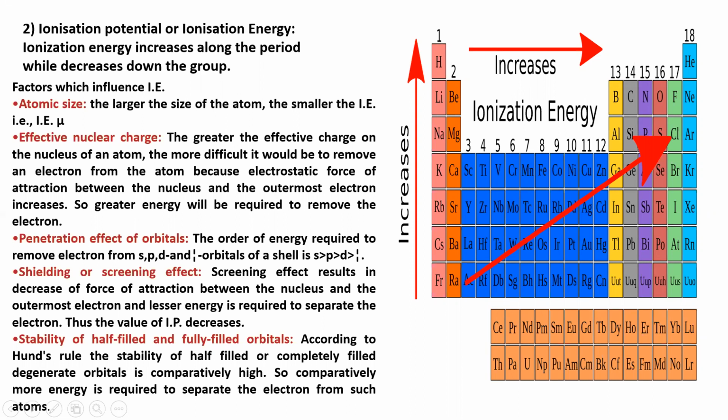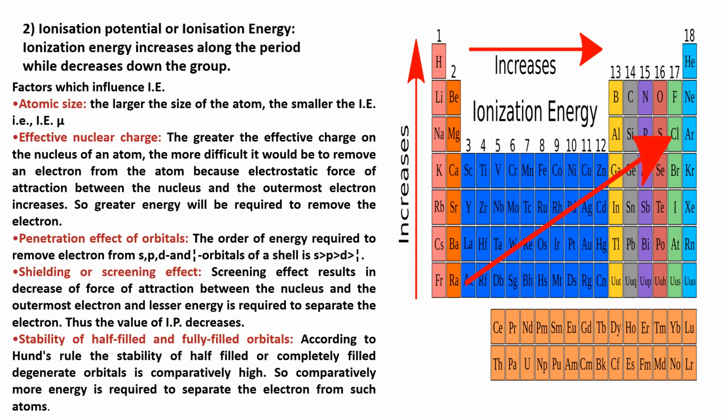Next periodic trend property is ionization potential. So what is ionization potential? First, we'll discuss what ionization potential is, then we'll discuss the trend. The energy required to remove the valence electron of a neutral gaseous atom is called ionization potential or ionization energy. Atoms gain or lose electrons only in the gaseous state. They cannot gain or lose electrons in the liquid state or solid state.